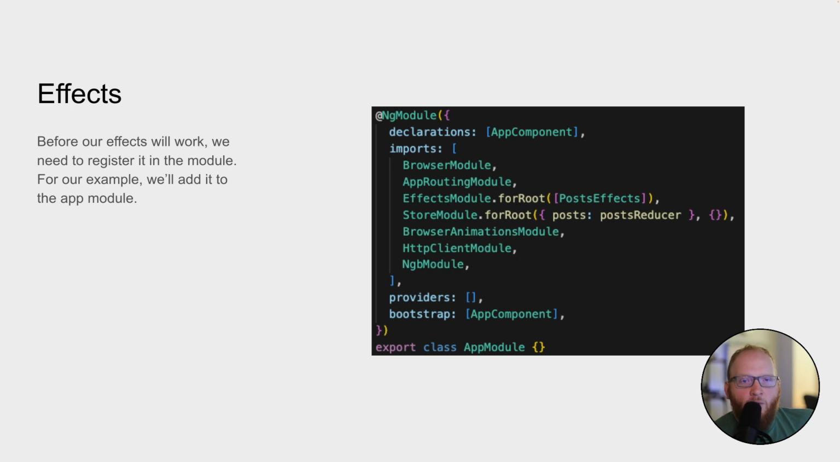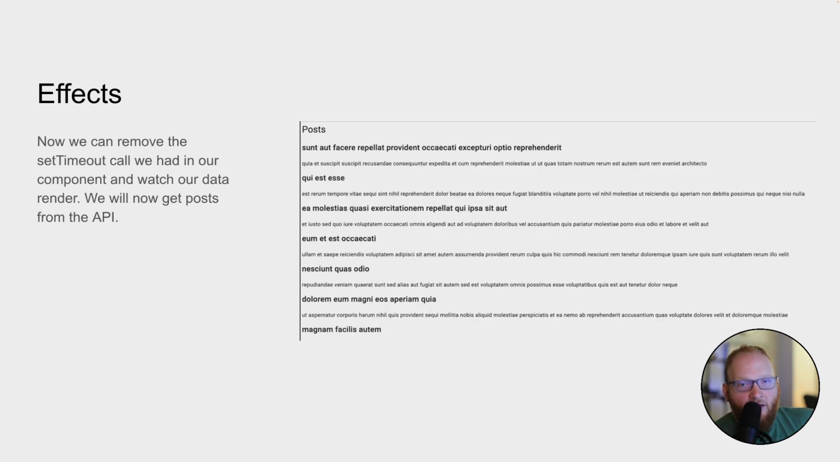And so once you register that, now we can go and we removed the setTimeout call and it just does the dispatch loadPost action. And now we get actual data from the posts API. And we didn't have to go and do any other types of magic. It was just make this API call, map the posts into an action. So that's all wired up.